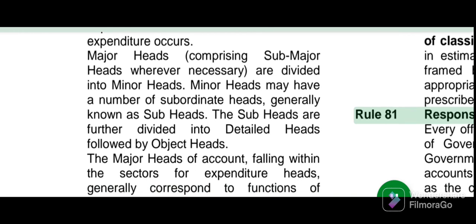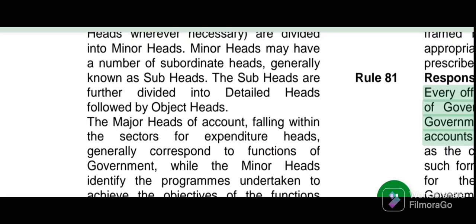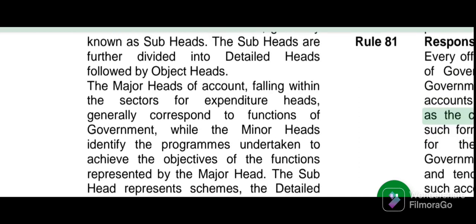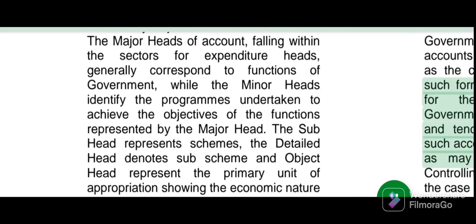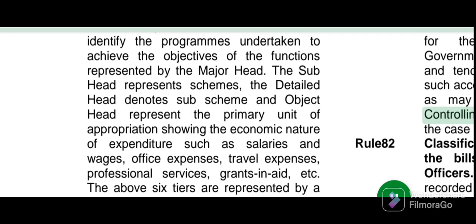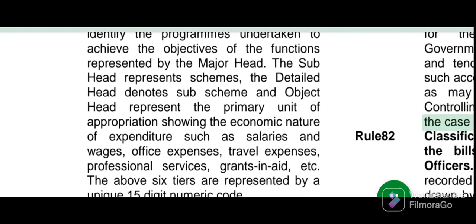Rule 81: Responsibility of departmental officers. Every officer responsible for the collection of government dues or expenditure of government money shall see that proper accounts of the receipts and expenditure, as the case may be, are maintained in such form as may have been prescribed for the financial transactions of government with which he is concerned, and tender accurately and promptly all such accounts and returns relating to them as may be required by government, controlling officer or accounts officer, as the case may be.